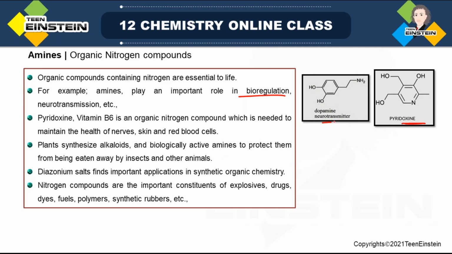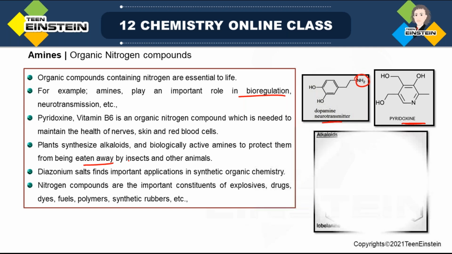Then neurotransmitter example is dopamine, so this is also benzene ring, two OH groups directly attached, and then there is alkyl chain. At the terminal position there is NH2. So this is also nitrogen containing compounds. Plants synthesize alkaloid molecules and some biologically active amines, and the purpose is to protect them from being eaten by insects and other animals, that is to protect themselves.